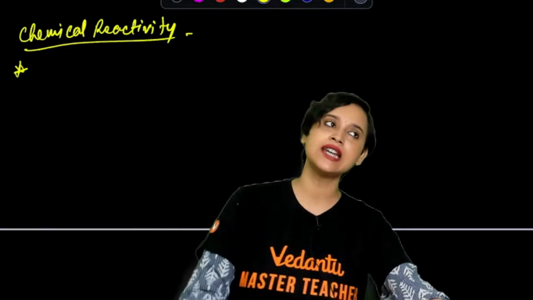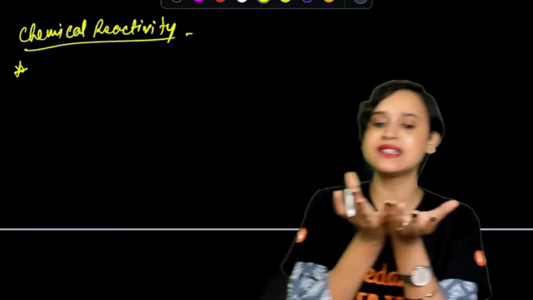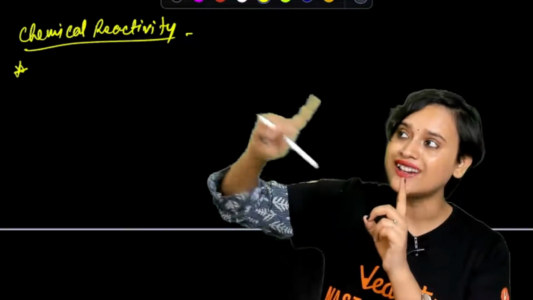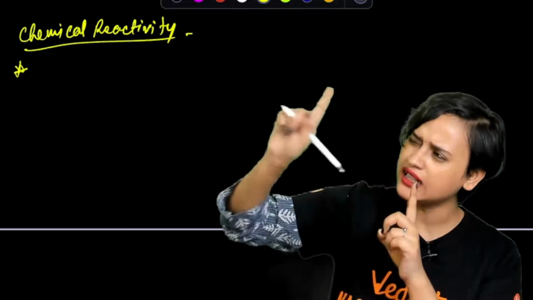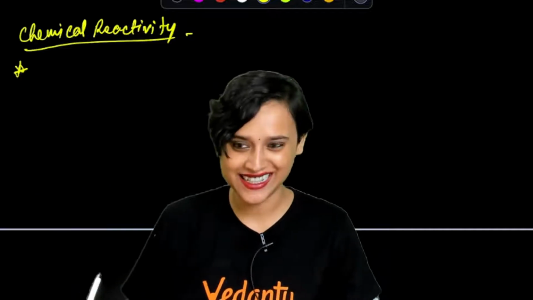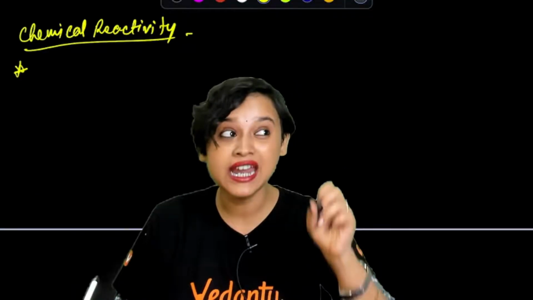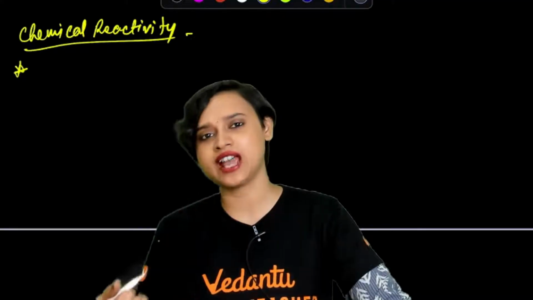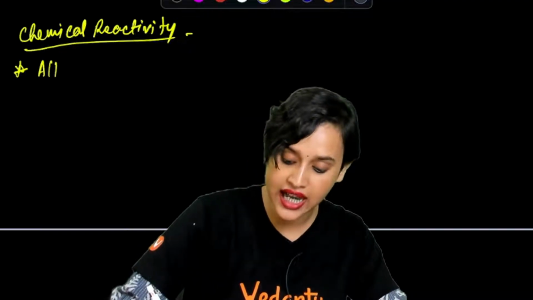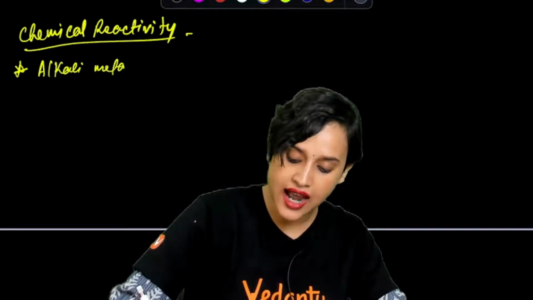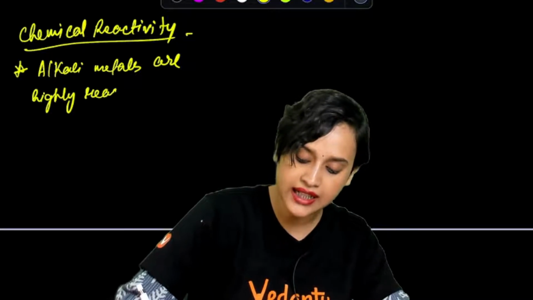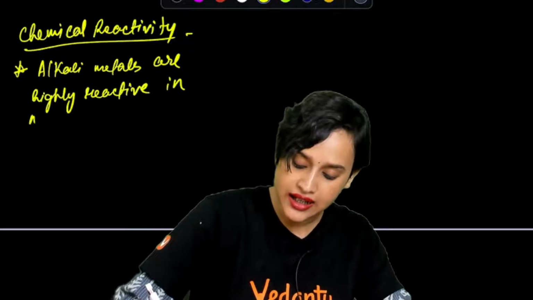These alkali metals, tell me, we all know that when you have a bigger size, obviously the electrons are a little far away from the nucleus. So the electrons can participate very easily in the reactions. So they will be more reactive. So the alkali metals are highly reactive in nature. Can we write that? Alkali metals are highly reactive in nature.